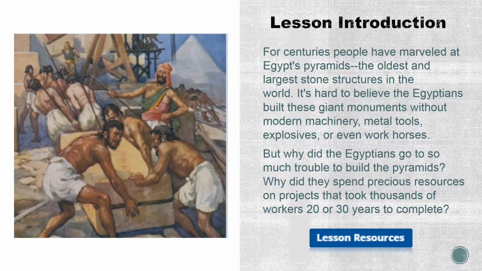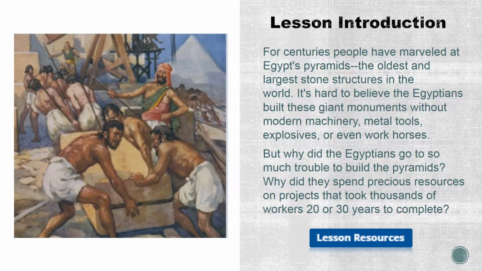For centuries, people have marveled at Egypt's pyramids, the oldest and largest stone structures in the world. It's hard to believe the Egyptians built these giant monuments without modern machinery, metal tools, explosives, or even workhorses. But why did the Egyptians go to so much trouble to build the pyramids? Why did they spend precious resources on projects that took thousands of workers 20 or 30 years to complete?